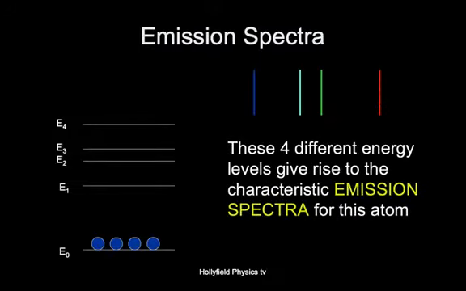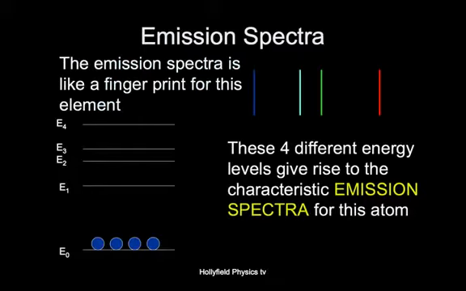These four energy levels give rise to specific colours, specific spectral lines, or characteristic emission spectra for this atom. And the emission spectra behaves very much like a fingerprint. If we see this spectrum, we know which element we have.